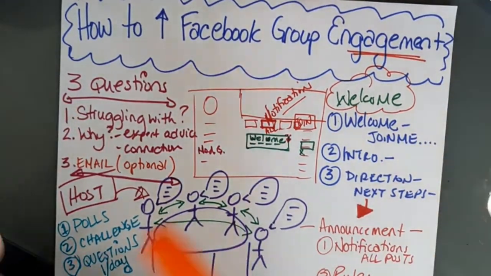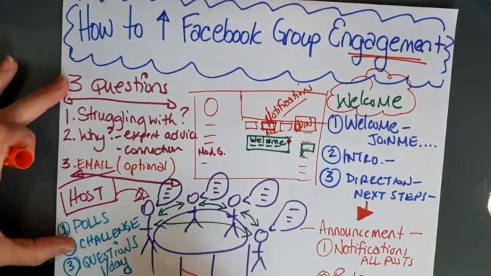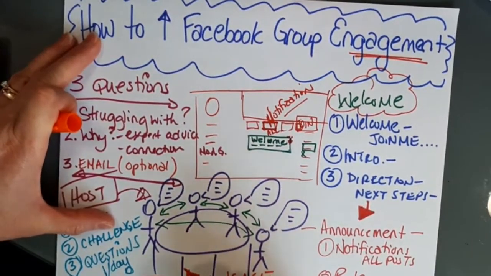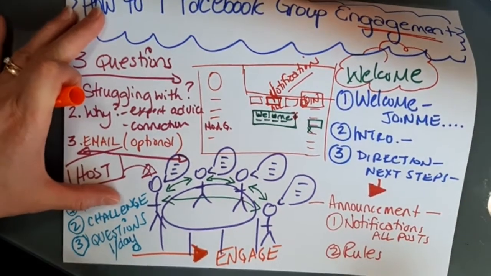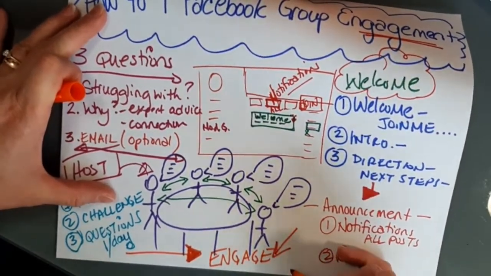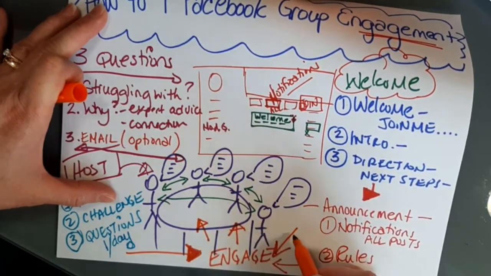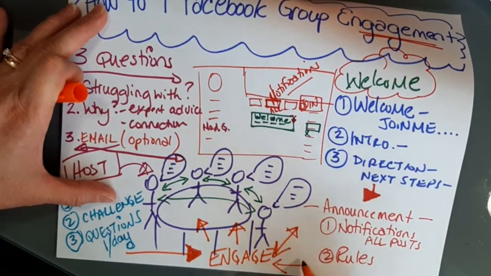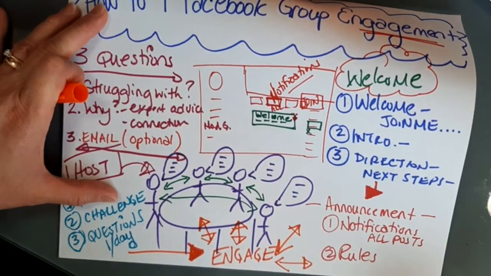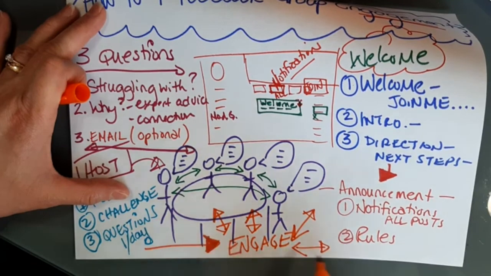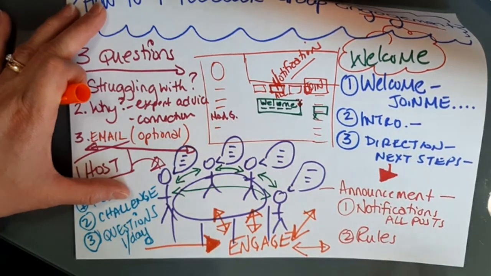Now, there's one final piece of the puzzle. You can do all of this and none of it will matter if you are not engaging yourself. So you want to make sure that you engage with everyone in your group, you respond to the questions, and you keep them talking. And that way, Facebook picks up that people are interested in what you're saying, and they will show more of your posts to your audience.